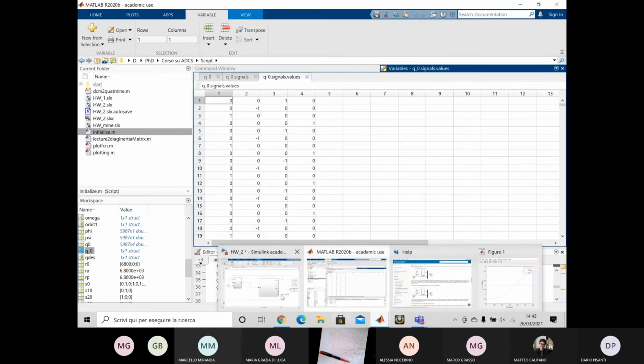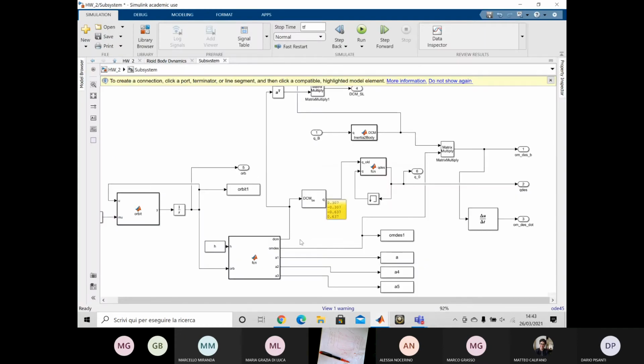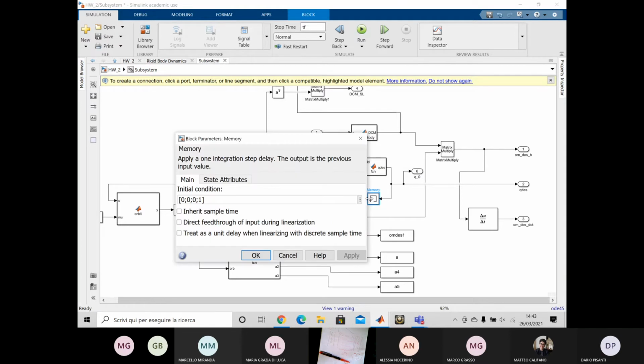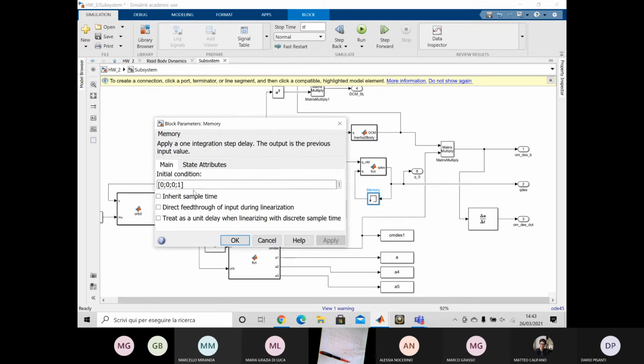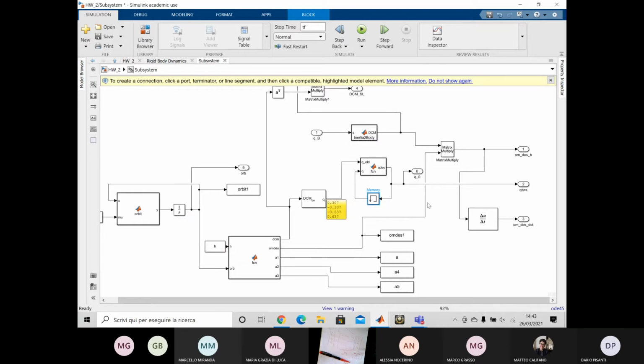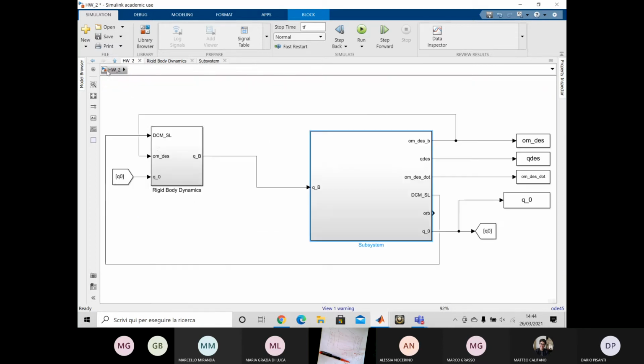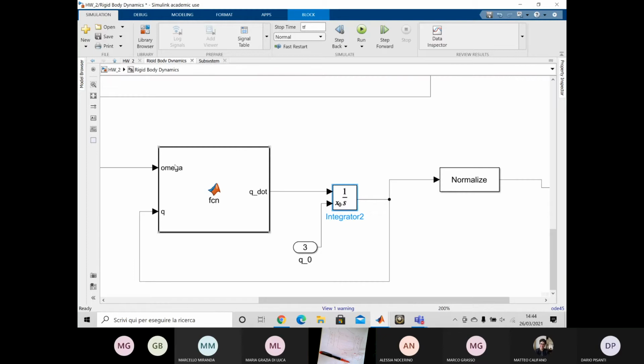Okay. And that's the correct one. Here, memory is 0001. Okay, if that's the one, use that one. But that 0010, hold on a second.